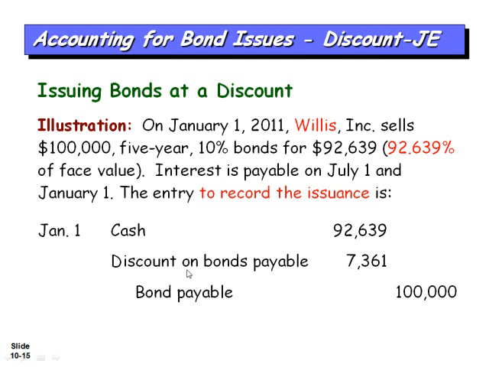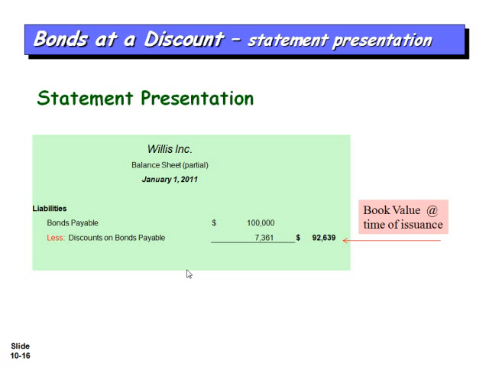That's a cost of issuing this bond at discount, but it's not an expense account. It's a contra liability account. And this is how it looks on the balance sheet. Bonds payable, $100,000. Discount on bonds payable, $7,361. Book value.